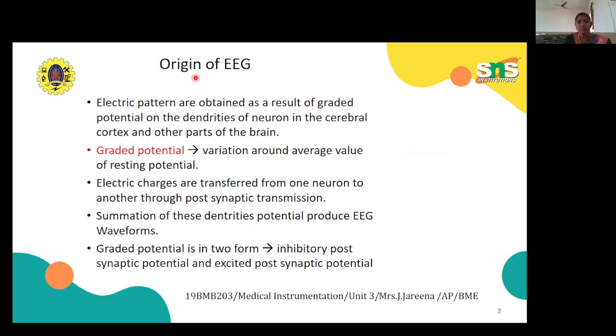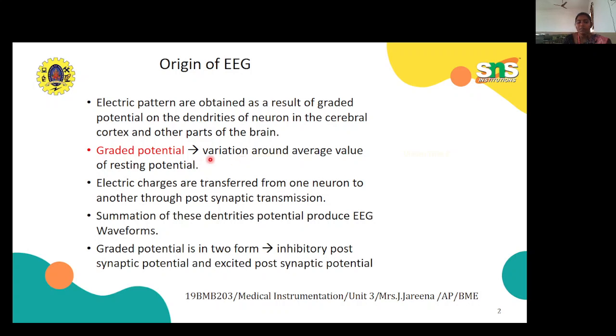Next we will see the origin of EEG, that is the source of EEG. Mainly, EEG is the electrical activity of the brain, that is the action potential. But in this case, unlike ECG, we measure only the average, that is a summation of action potentials, where millions of neurons are involved.